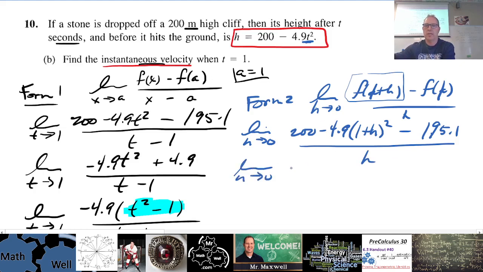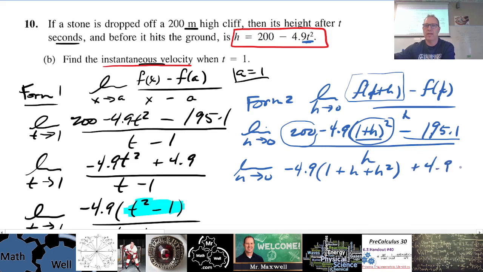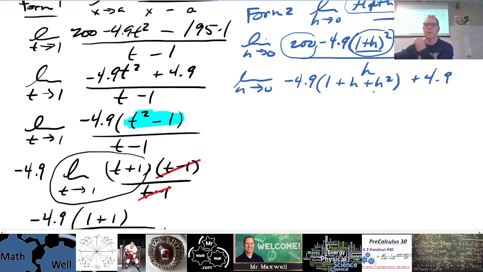I guess this 200 and this minus 195.1 can be simplified. We can do it at the same time as we expand that. So it's going to look like this: 4.9 times 1 plus h squared. That's what this is when you expand that out. And then we're going to have 200 minus 195.1, which is plus 4.9, all over h.